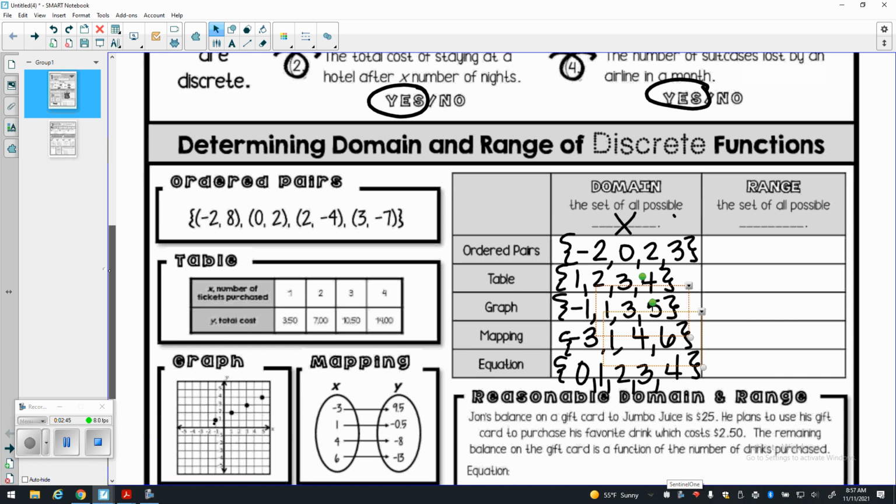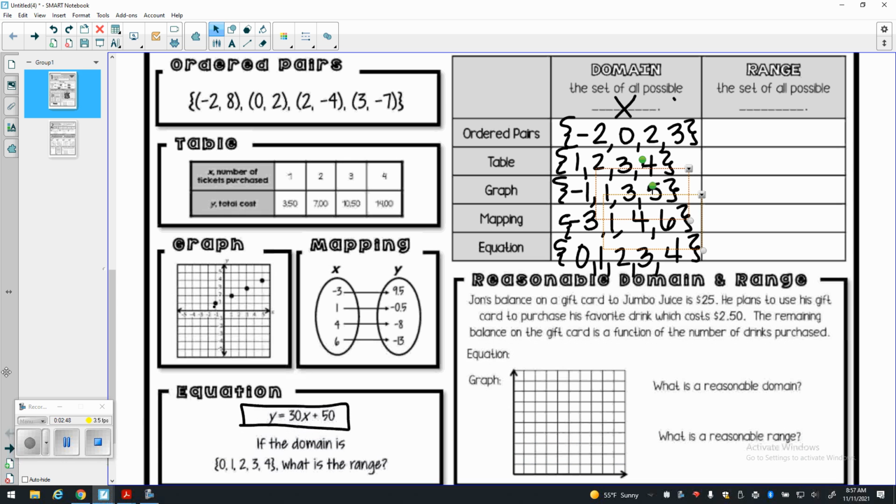There's your domain. Range. Domain is x, that means range is y. In my opinion, it's not as big of a deal. Domain has to be in numerical order. The range necessarily doesn't have to, but it seems to me like every test wants it to be. So we have to put these in numerical order as well. So we look at our ordered pairs first. What is my first y value? 8, then 2, then -4, then -7.